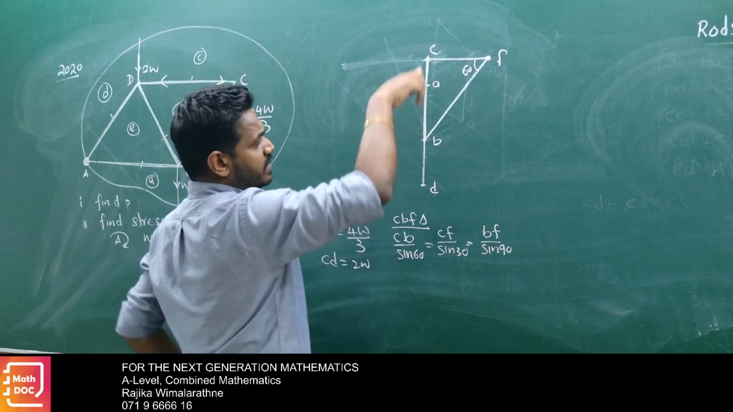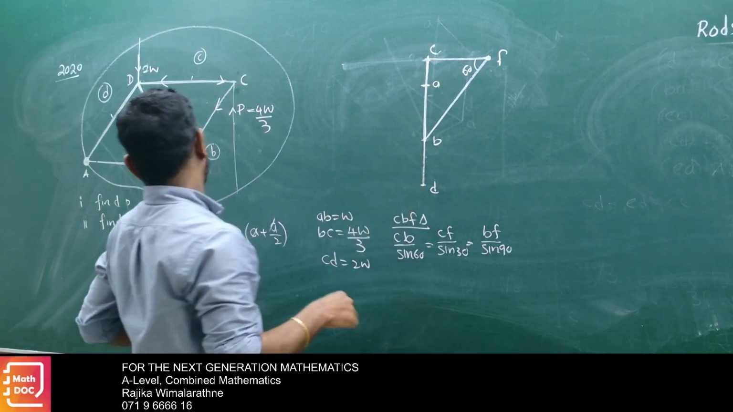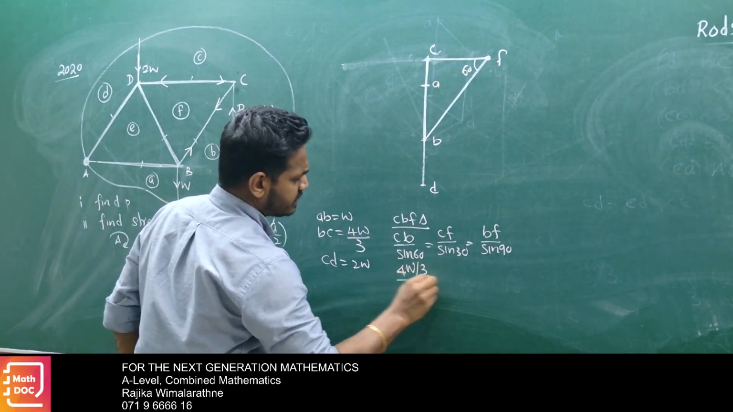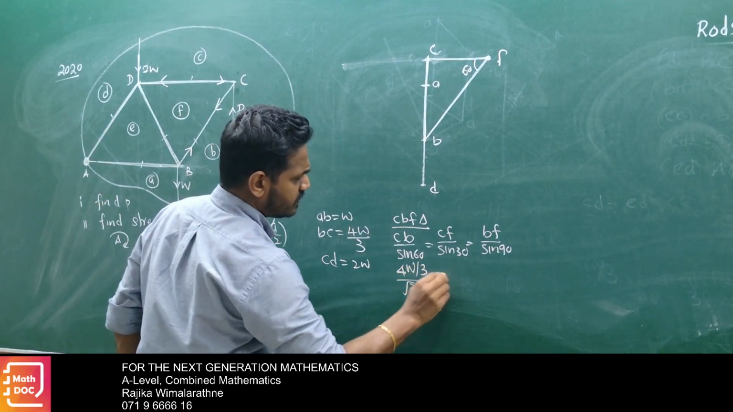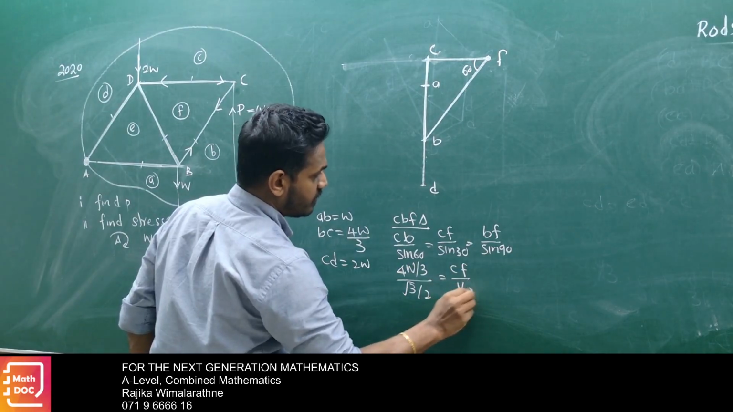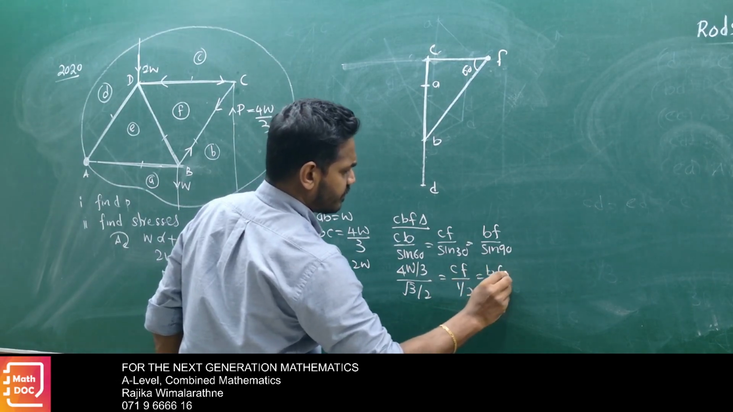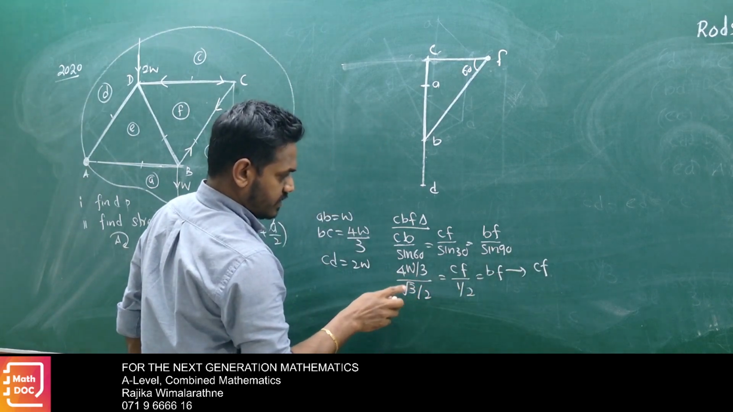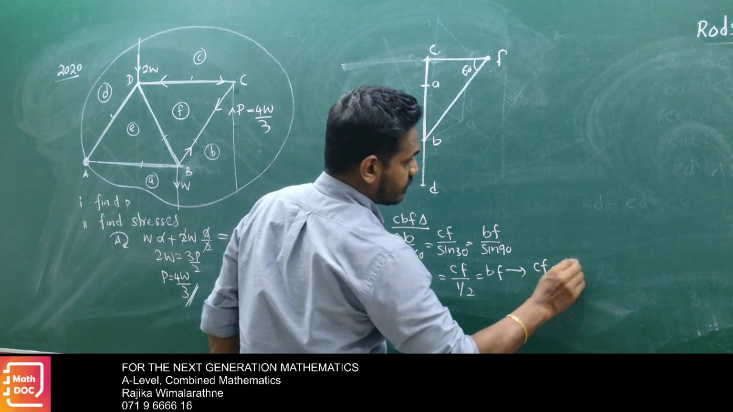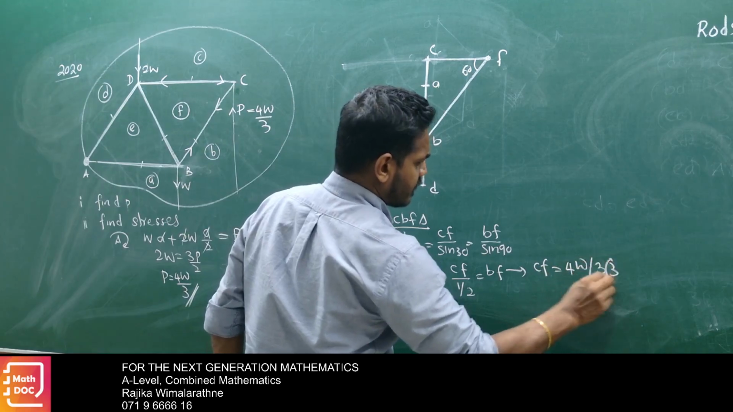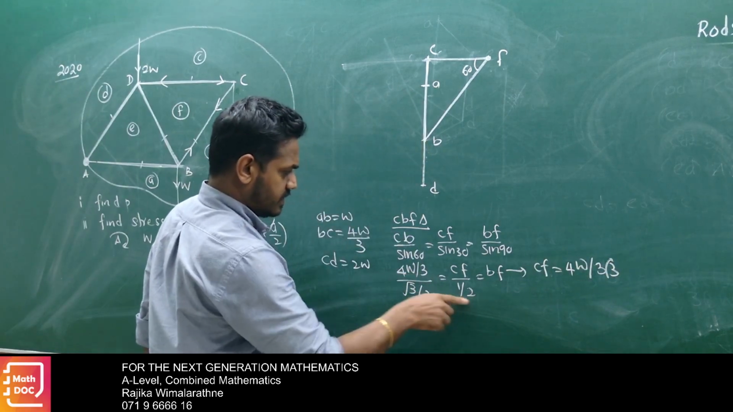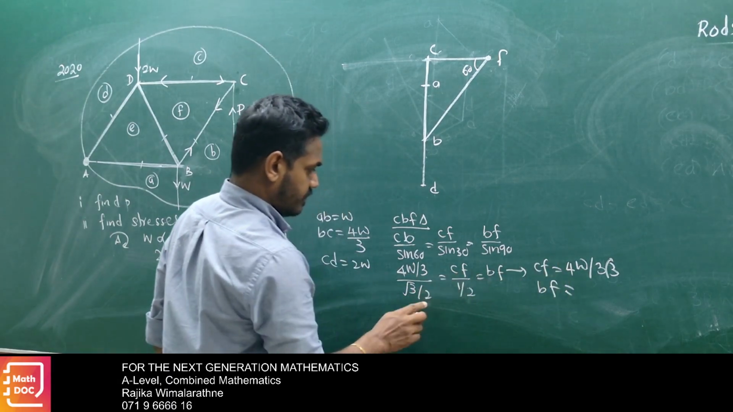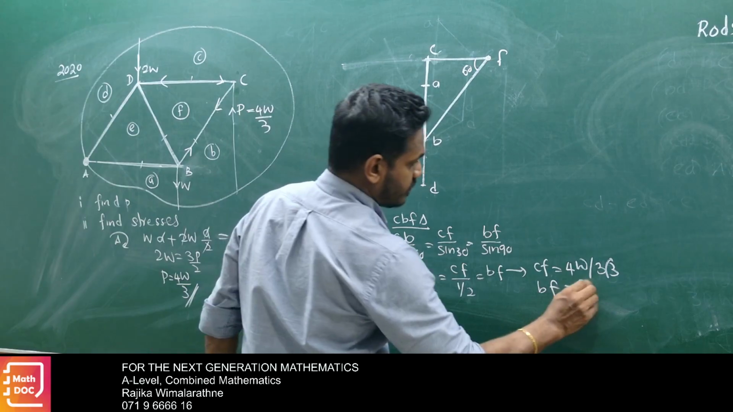Then CB, that's BC, 4W over 3, no? 4W over 3, sine 60 is root 3 over 2, CF sine 30 is half, BF. CF equals 4W over 3 root 3. Cancel 2, 4W over 3 root 3. BF equals 8W over 3 root 3.